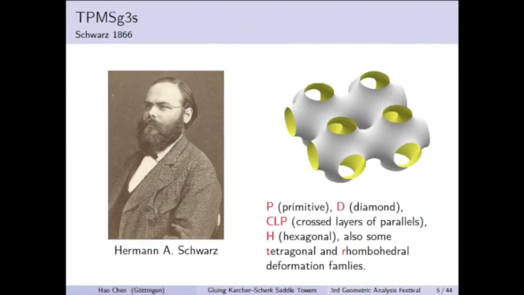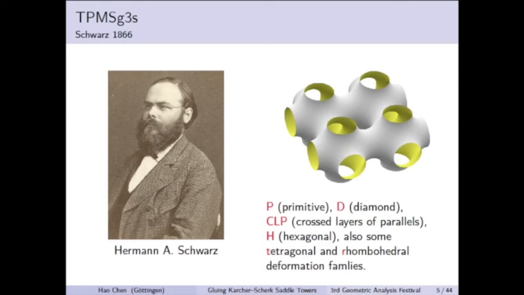The history of TPMS traces back to Schwarz, who participated in a contest that asked to use elliptic functions to solve interesting problems. So Schwarz wrote a paper in which he constructed 5 new TPMSs and won the prize of the competition. Now we call them Schwarz P, D, CLP, and H surfaces. Unknown to many, Schwarz was also aware of many tetragonal and rhombohedral deformation families.